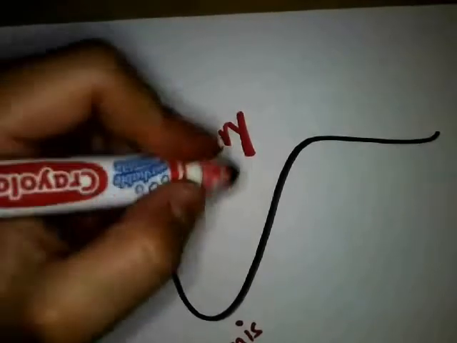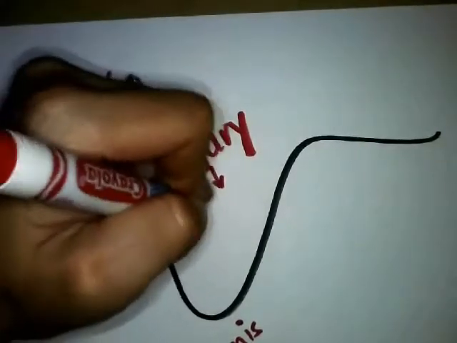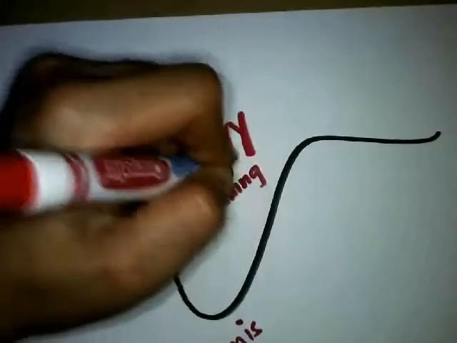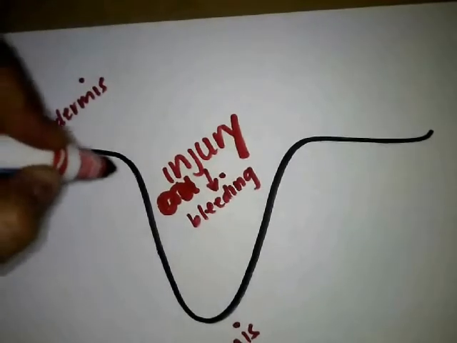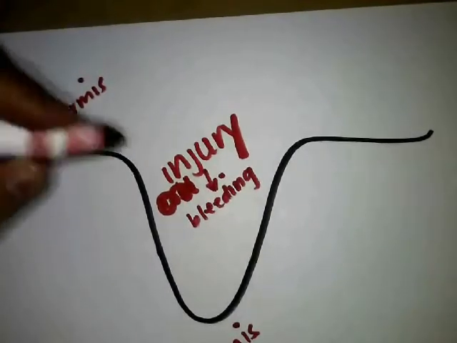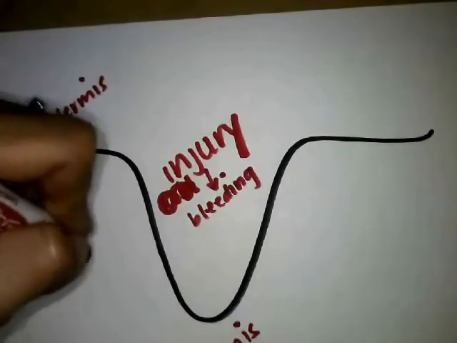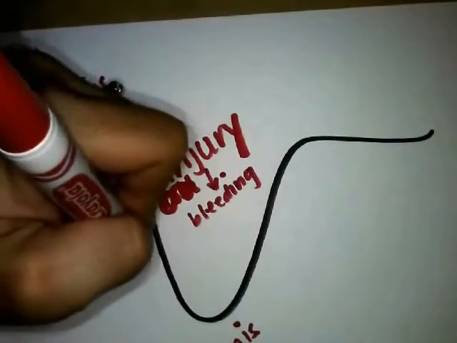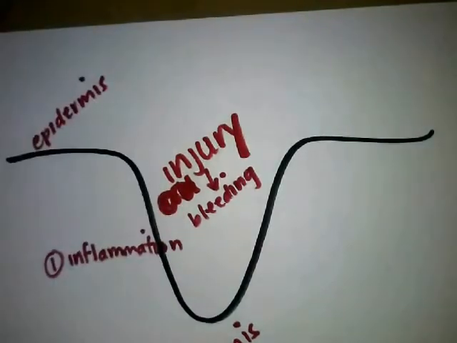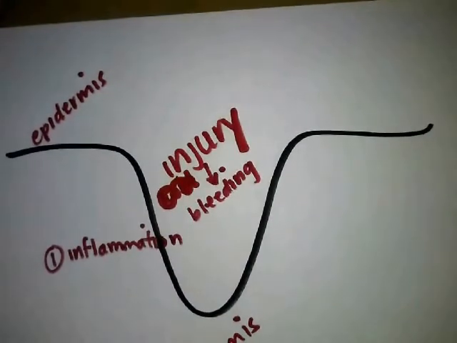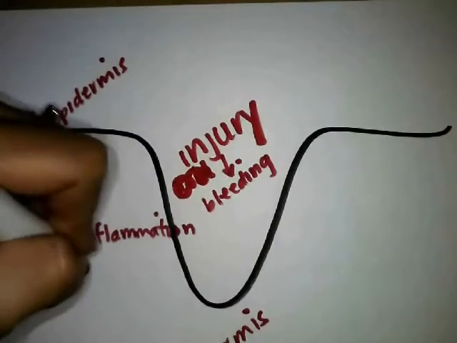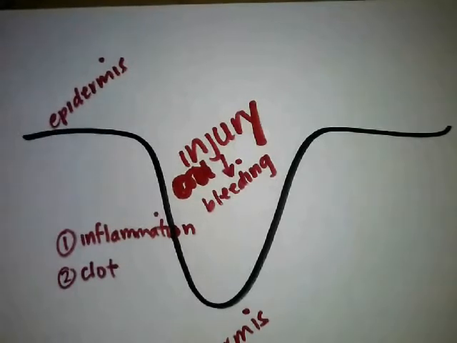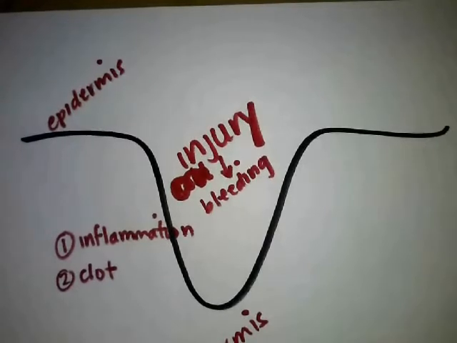Immediately when you have a response to injury, or when you have an injury, there's going to be bleeding at the injury site. You're going to have immune system cells that are going to travel to this site of injury and begin inflammation. Inflammation is kind of like your body's way of saying, hey, there's an injury, let's start to bring immune system cells to this area. This is going to start a clot to stop that bleeding.